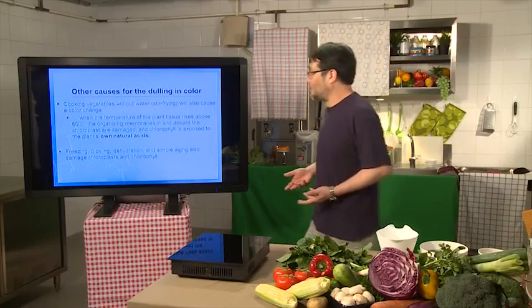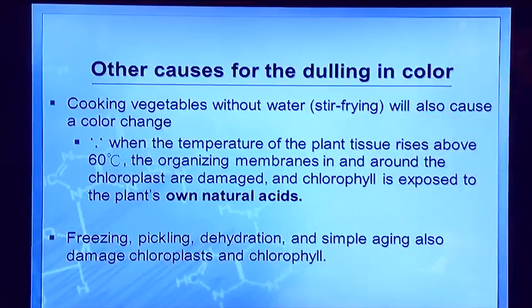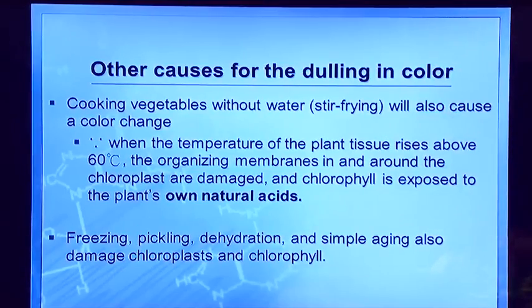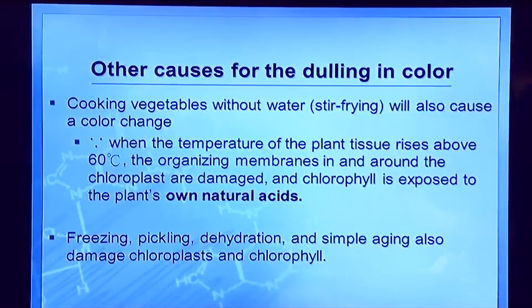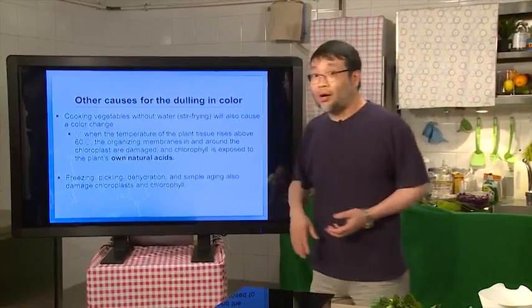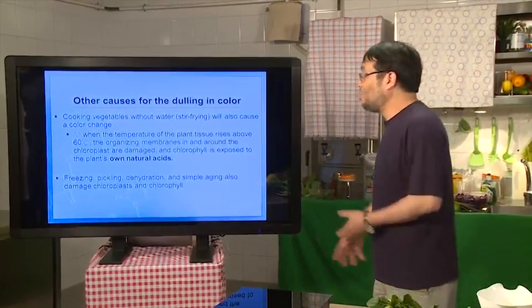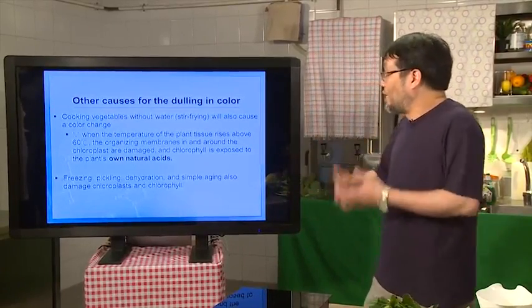Okay? Now, having that, we'll ask, would there be other causes that would lead to the dulling of the color? And the answer is yes. Sometimes when we cook vegetables without water, such as stir fry, or sometimes you can cook vegetables by simply putting them into the microwave. When these plants are raised to a temperature higher than 60 degrees, the chloroplasts will be damaged.